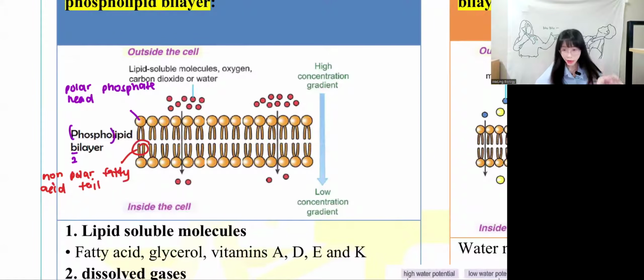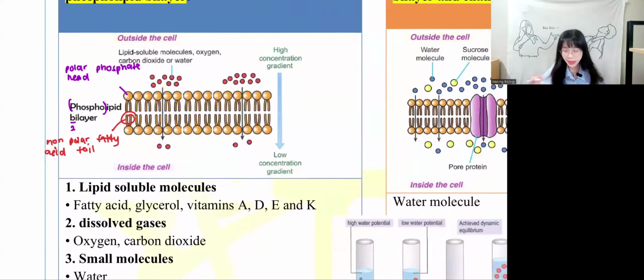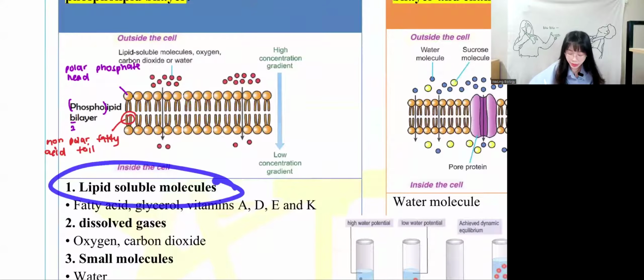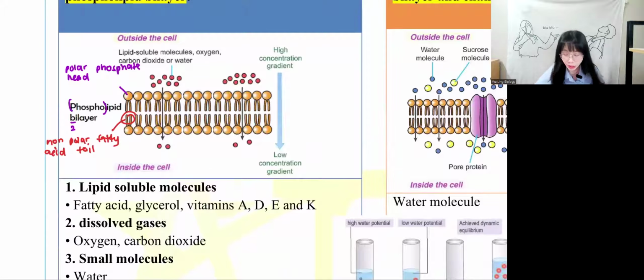So always start from the head first. The tail is after, so it's phospholipid bilayer. In simple diffusion, they only use the phospholipid bilayer. So everything here passes through the phospholipid bilayer. We have three different types of examples over here: lipid-soluble substances, dissolved gases, and small molecules. For lipid-soluble, we have fatty acid, glycerol, vitamin A, D, E, K.